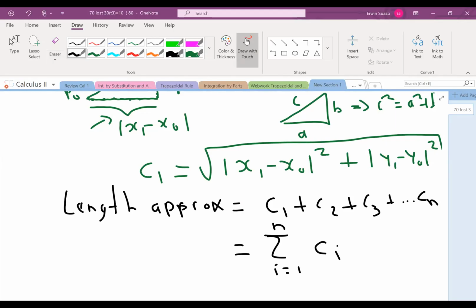Okay, so let's compare with the notes. When you go to the notes, you have some fancy notation, but look at distance. Instead of distance, I call it the absolute value, because that's what it really is. And this is just the square root of xi minus xi minus 1 squared plus yi minus yi minus 1 squared. So this guy is Ci.